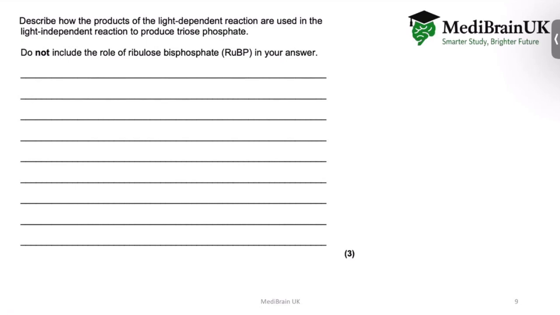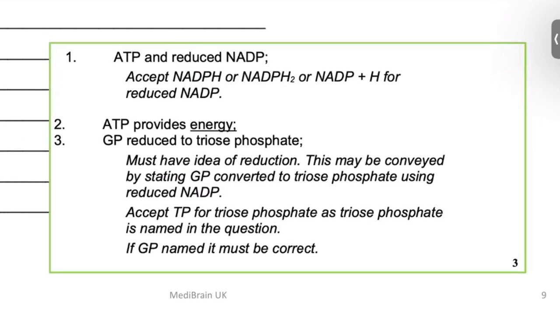Okay, that's what the reduced NADP allows. The ATP provides energy. The reduced NADP allows the GP to be reduced into triose phosphate. So if we look at the answer, it says ATP and reduced NADP. Those are the products that you have from your light dependent reaction. Your second mark comes from saying that ATP provides energy. And your third mark comes from saying that the NADPH can allow GP to be reduced into triose phosphate.